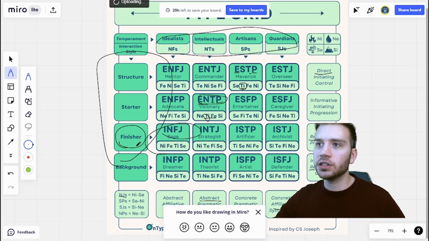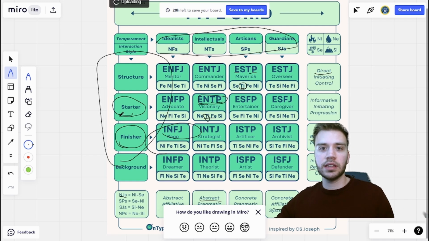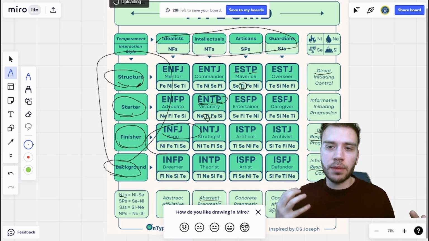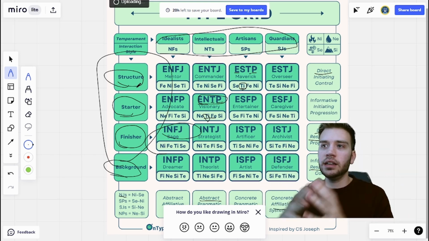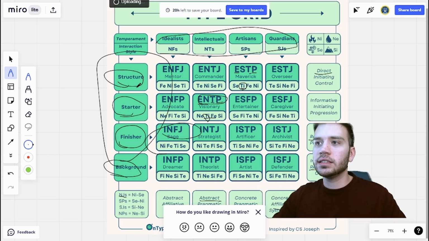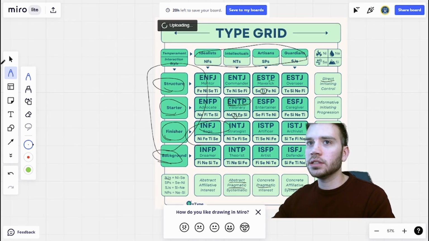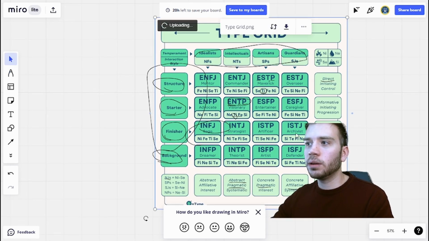You can go, okay, I'm a finisher, which means I'm compatible with starter types because they start, I finish. If you're a background type, well, you're compatible with structure types in many ways because you support from behind the scenes, they support and lead from in front. So it's kind of like that sandwich analogy I was talking about. So there are lots of different ways you can use this type grid. If you guys are interested in more, I'm happy to go into more.